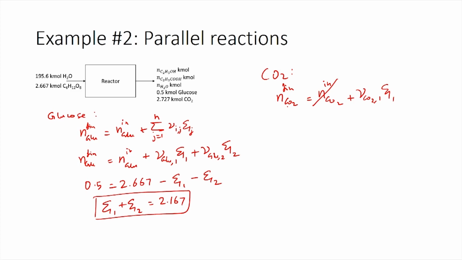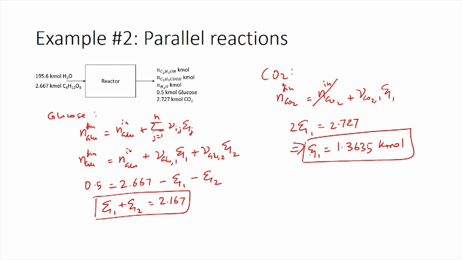The stoichiometric coefficient of carbon dioxide is 2, and carbon dioxide is a product, which means the stoichiometric coefficient will be written as a positive 2. So, 2 times the extent of reaction for reaction 1 would be equal to 2.727, giving you the extent of reaction for the first reaction as 1.3635 kilomoles.